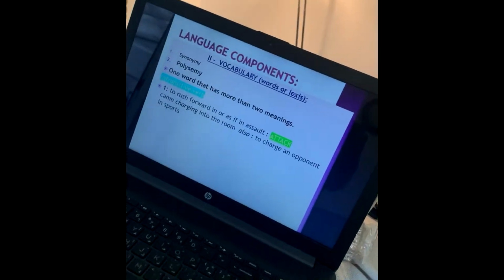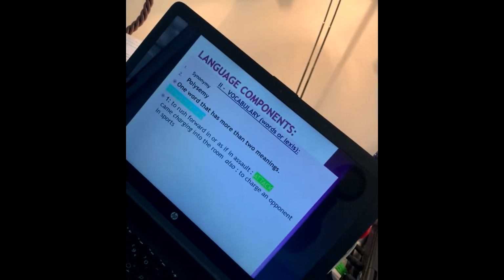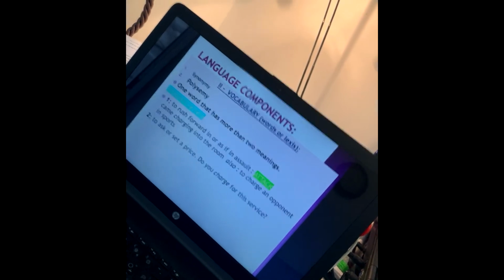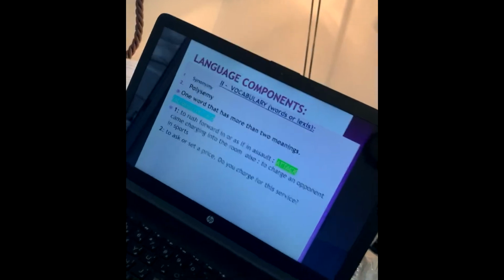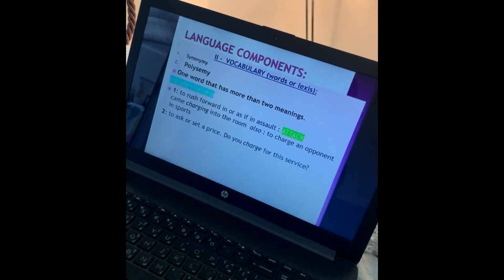And here you can see the way it is presented for you. I'm just making it like this picture, because it's difficult to make it straight, and then you won't be able to read it. So you see here, for example, do you charge for this service? Do you charge for this service? هل هناك أجرة على هذه الخدمة مثلا؟ Okay, to ask or set a price.